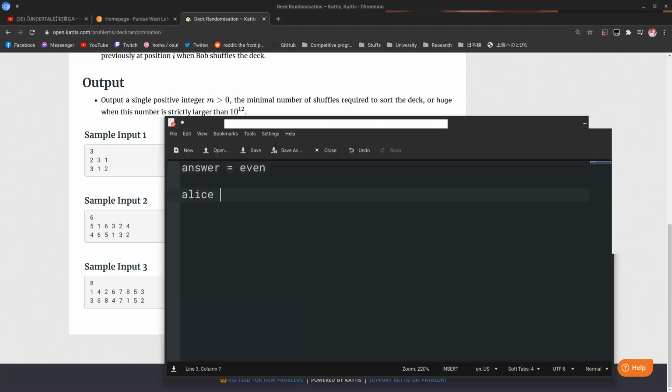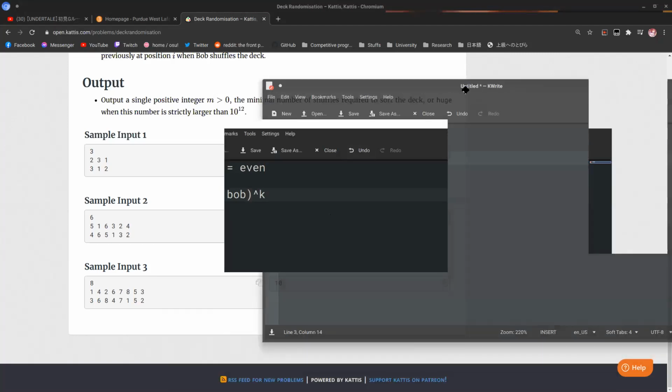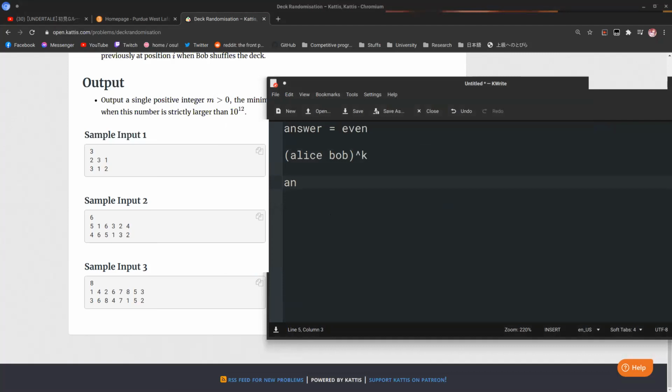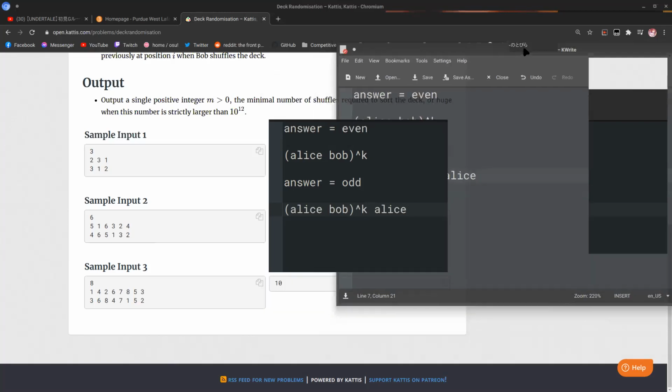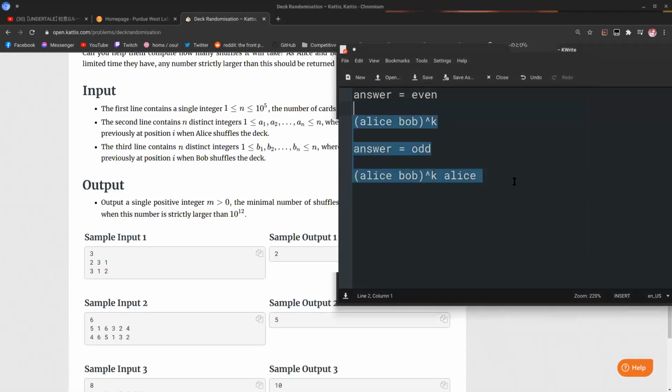So that means that Alice and then Bob and then Alice and then Bob and then Alice and then Bob, etc. And the last person to swap is Bob. So you can think of this as like Alice and Bob to the k. The other case is when the answer is odd. So it's actually Alice who swapped last. So the answer is in the form Alice Bob to the k and then Alice. Okay, so regardless, I'll talk about the solution.